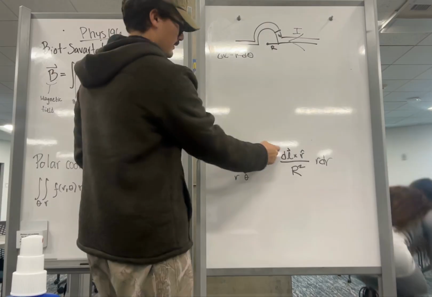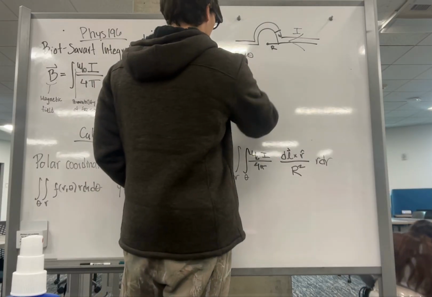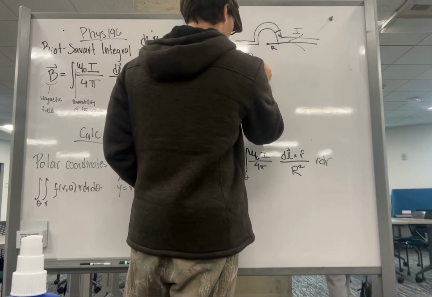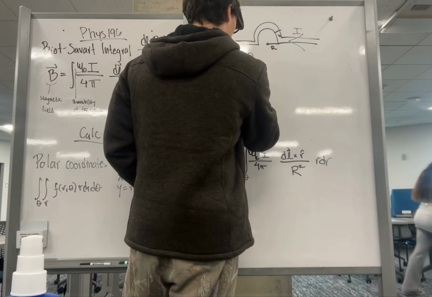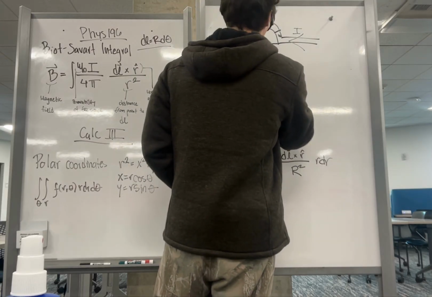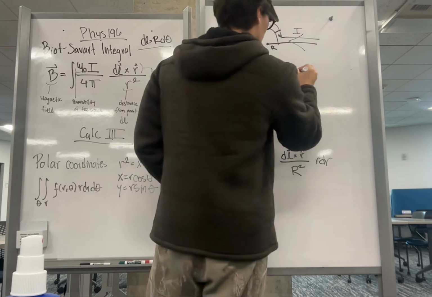So we're going to plug that in here. So we have mu naught I over 4 pi r d theta. This is the same r as this one.